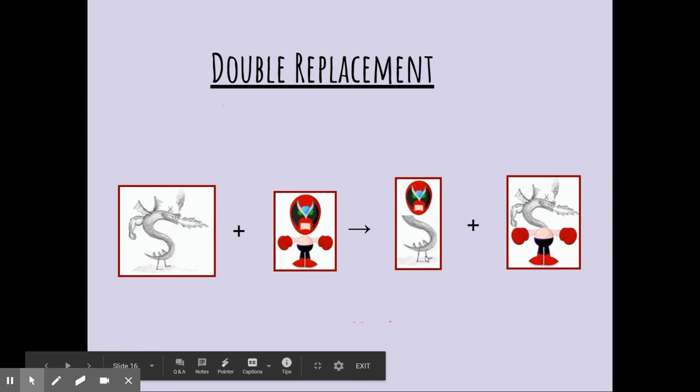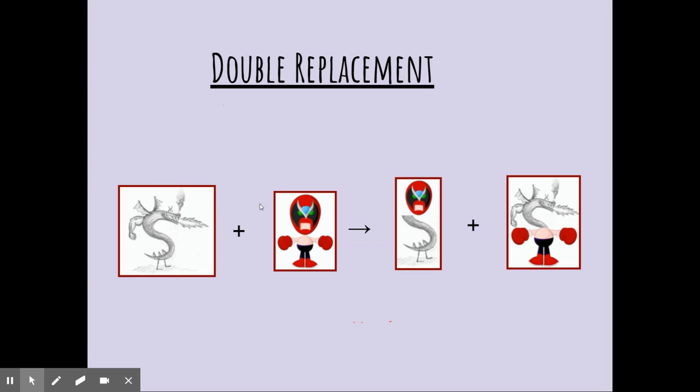In a double replacement, I do the exact same thing, only this time, instead of one new compound being made, I'm making 2 new compounds. So here I have a full Trogdor and a full Strong Bad. I'm going to break them both apart and form new compounds. Strong Bad's head with Trogdor's tail and Trogdor's head with Strong Bad's body. So here I went from 2 compounds to 2 new compounds, double replacement.